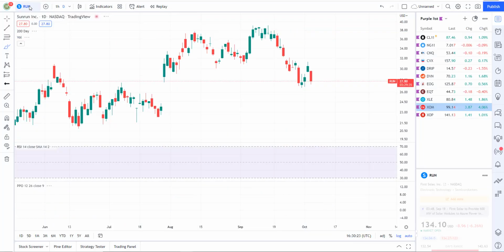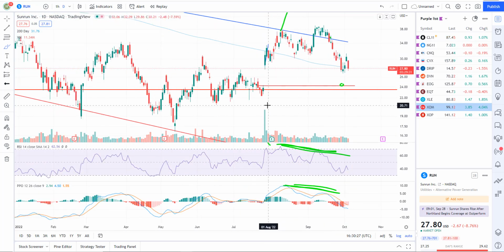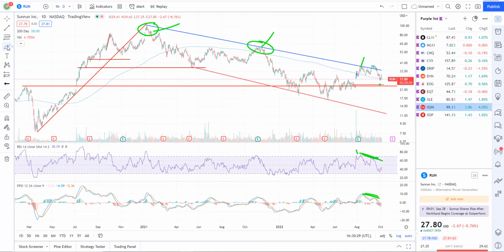And then run. Again, this has been a short trade. We liked it. I like a lot of things about this chart for a short trade.